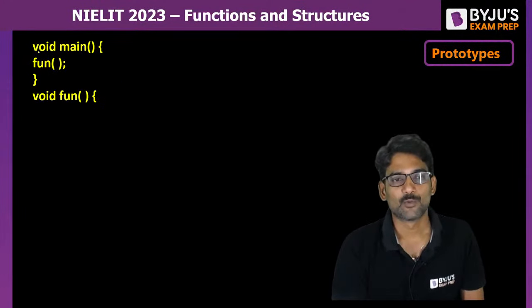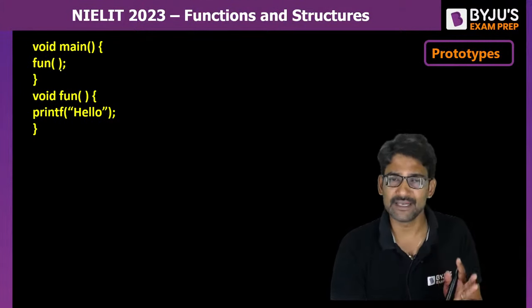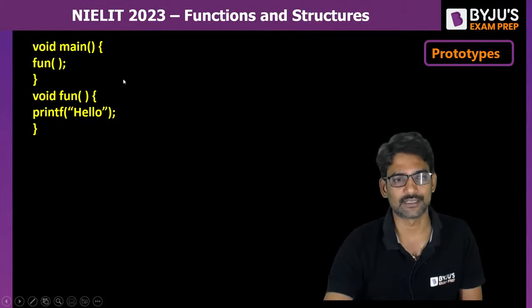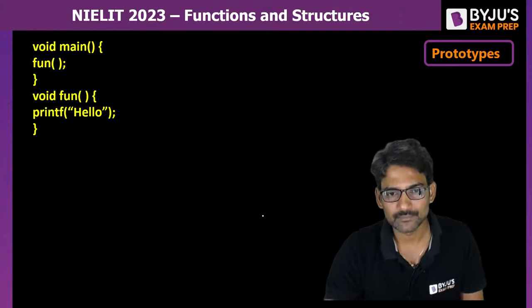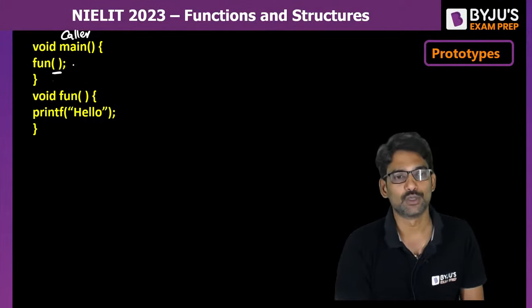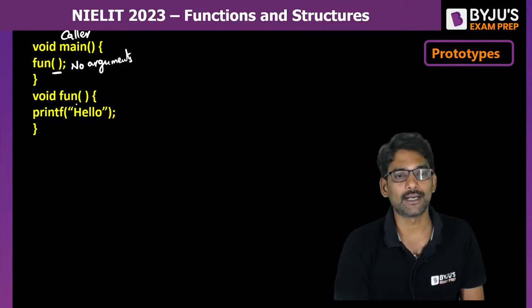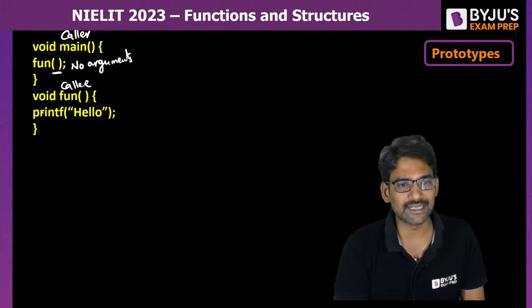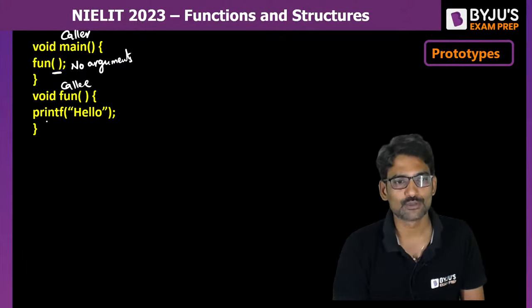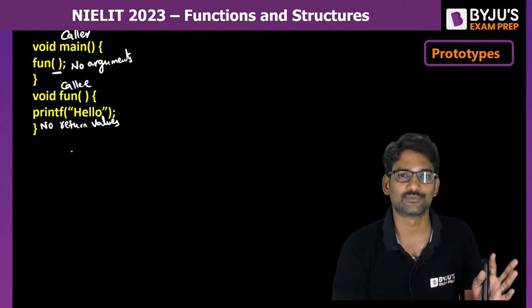You see, I am calling function fun in the main. So main is caller, fun is callee here, isn't it? Now, is caller giving any argument? No. So this is function without argument. And do you have any return statement in the callee? No. So this is without return value. So this is the function without argument, without return value. This is how it looks.